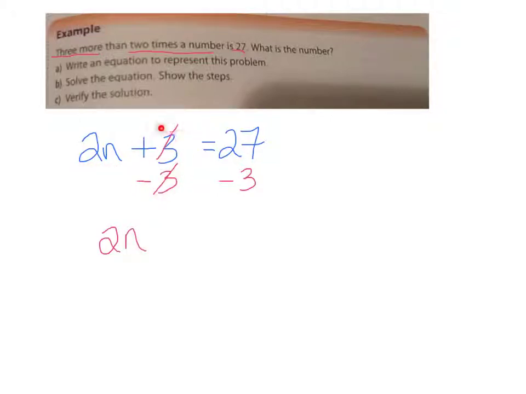This now becomes 0, so we don't need to include anything. Equals 27 subtract 3 is 24. So now we still need to take it one step further because I still don't quite know what n equals. I know that 2n now equals 24, but what does just my n alone equal?